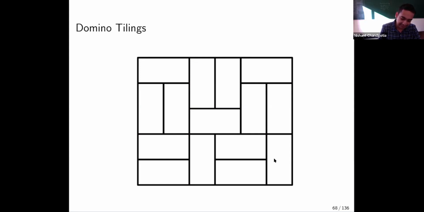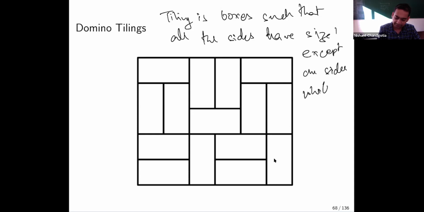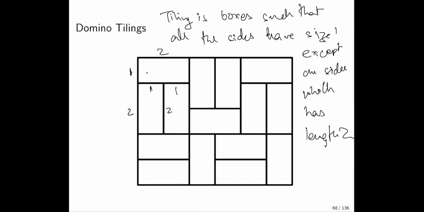So domino tilings are just tilings by boxes such that all the sides have size 1, except one side which has length 2. Sorry for my terrible handwriting. So this has side length 1, and this has side length 2. This is side length 2, this is side length 1. So these are all tilings by 2 by 1, 1 by 2 boxes. Okay. Is it clear? Yeah. Okay. Great.